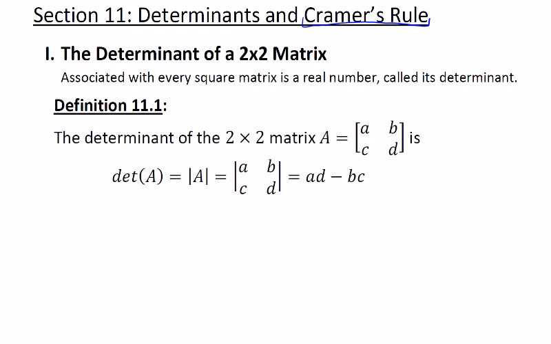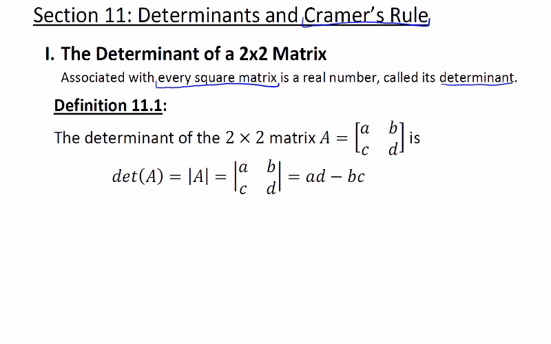So associated with every square matrix is a real number called its determinant. And we are going to be focusing on 2 by 2 square matrices. We are not going to be using any 3 by 3 matrices in this course, or 4 by 4, nothing higher than that, of course. We're going to be focusing on just 2 by 2 matrices.